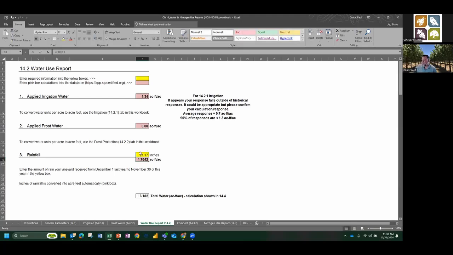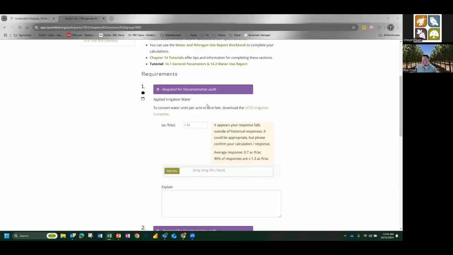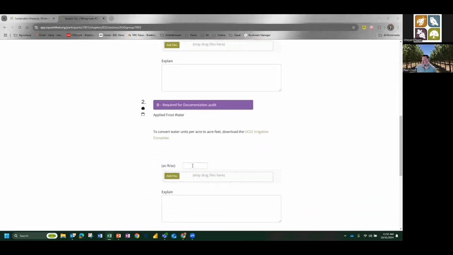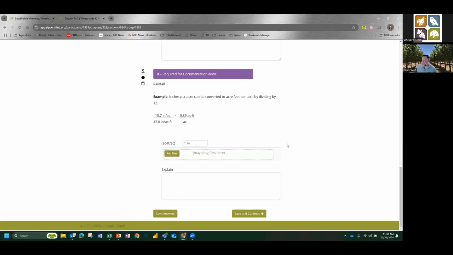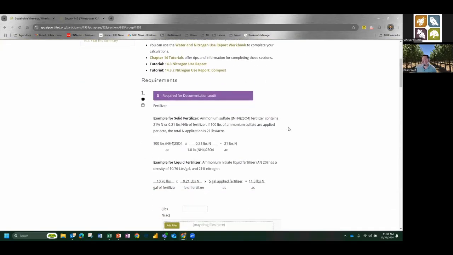It's 21.17. This will calculate and tabulate all of your total water use, and we will enter that in as we go along. Here's our frost water. Our frost water was 0.08, and then our rainfall was 1.76. We enter all that, and you will obviously add all of your information, your documentation, into here. It's very important because documentation is required for the audit. We hit save and continue. Then we go to our nitrogen use.